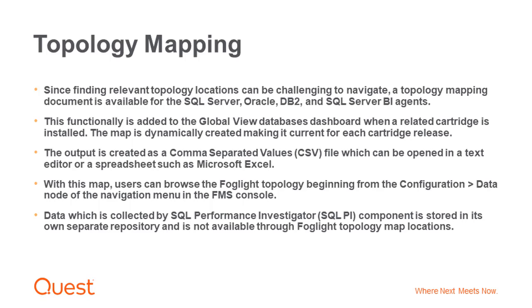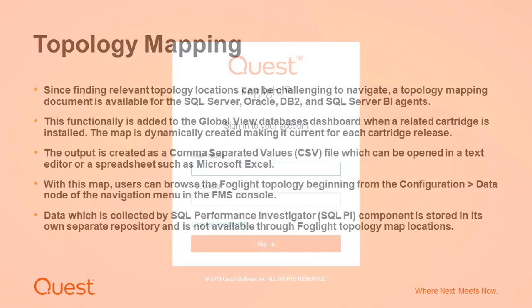With this map, users can browse the Foglight topology beginning from the configuration data node of the navigation menu in the FMS console. Data which is collected by SQL Performance Investigator, SQL PI component, is stored in its own separate repository and is not available through the Foglight topology map locations.